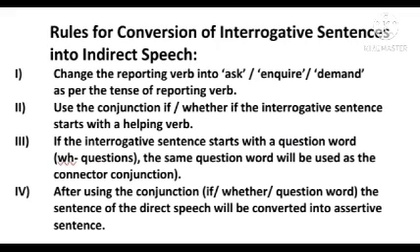But if the interrogative sentence starts with a question word, that is WH words like why, when, what, the same question word will be used as the connector, that is, the conjunction. After using the conjunction if, whether or the question word, the sentence of direct speech will be converted into an assertive sentence. Take care, children. It won't remain a question anymore. It will be converted now into assertive.